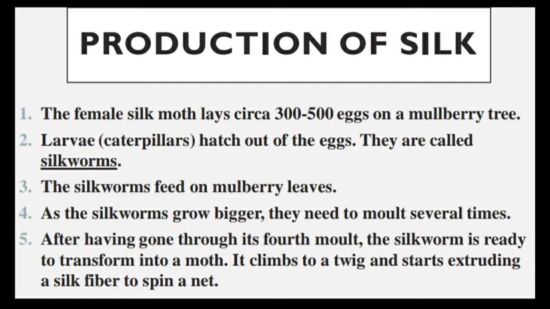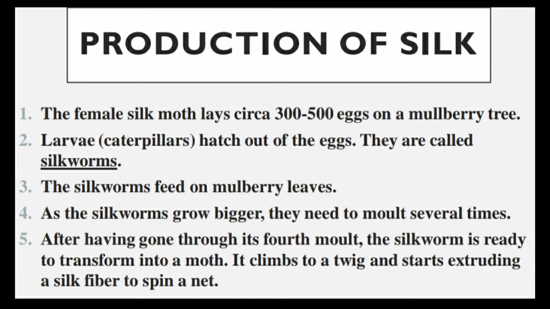Larvae, the caterpillars, hatch out of the eggs. They are called silkworms. We have read this earlier in the life cycle of a silk moth. The silkworms feed on mulberry leaves.